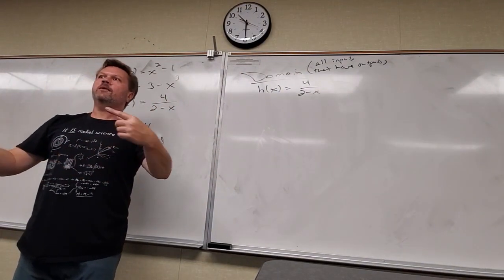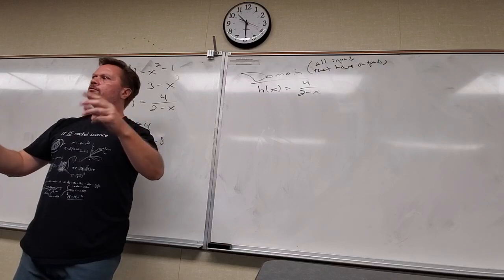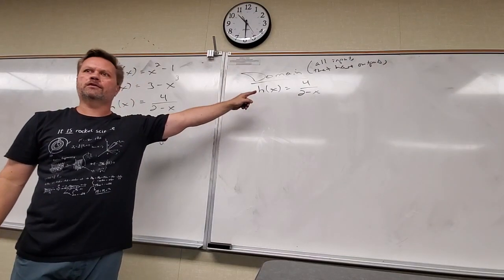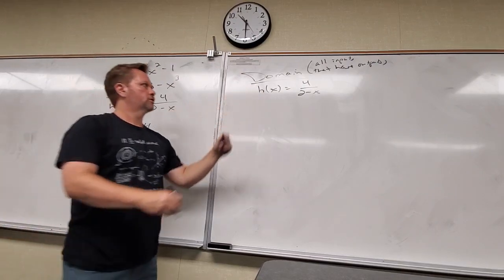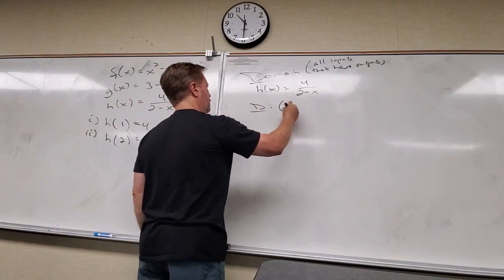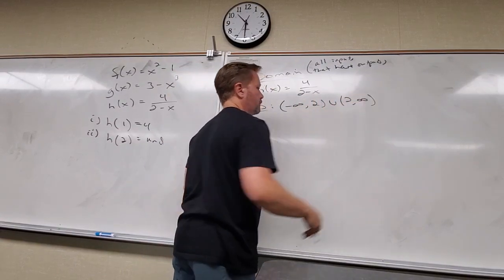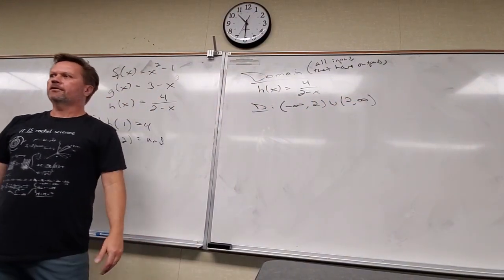To figure out the domain, we very often think backwards. What can I not use? We just discussed this. What can I not use for this function? 2. So the domain would be, remember this? Somebody asked a very timely question earlier. Everything except 2.